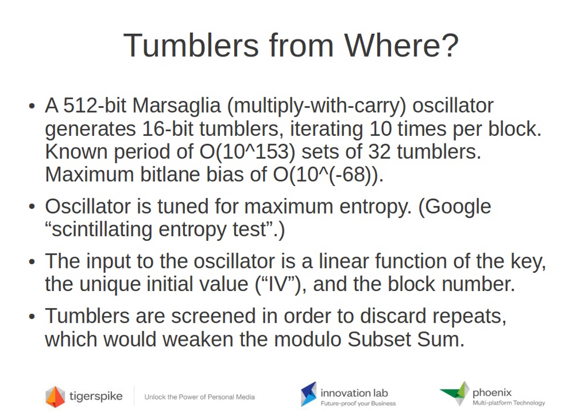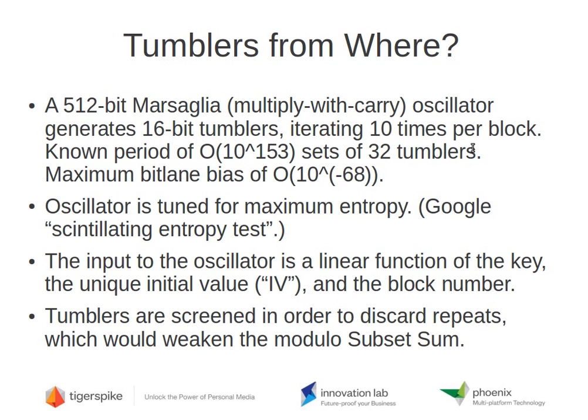By the way, if you need more than 32 tumblers, you just iterate the oscillator another 10 times, and another 10 times, etc., until you've generated all the tumblers you need in order to compute the mask for a block. On the next block, of course, the block number is different, so the tumbler set will be completely different. By the way, 10 times is not just an elegant number.